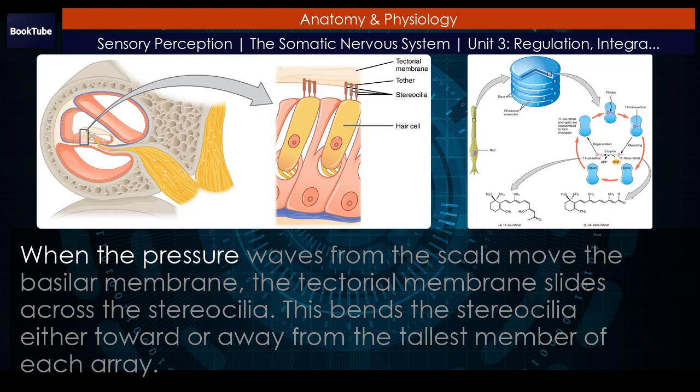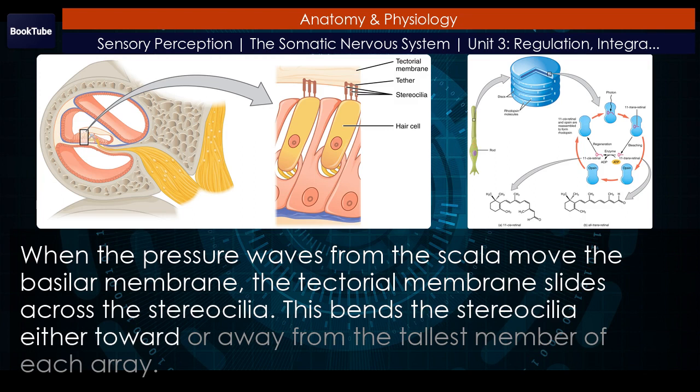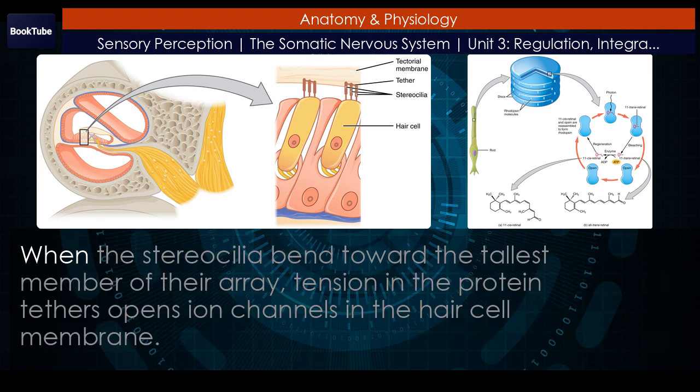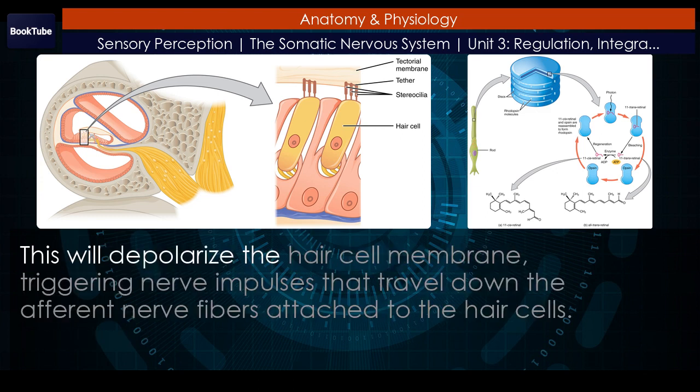When the pressure waves from the scala move the basilar membrane, the tectorial membrane slides across the stereocilia. This bends the stereocilia either toward or away from the tallest member of each array. When the stereocilia bend toward the tallest member of their array, tension in the protein tethers opens ion channels in the hair cell membrane. This will depolarize the hair cell membrane, triggering nerve impulses that travel down the afferent nerve fibers attached to the hair cells.